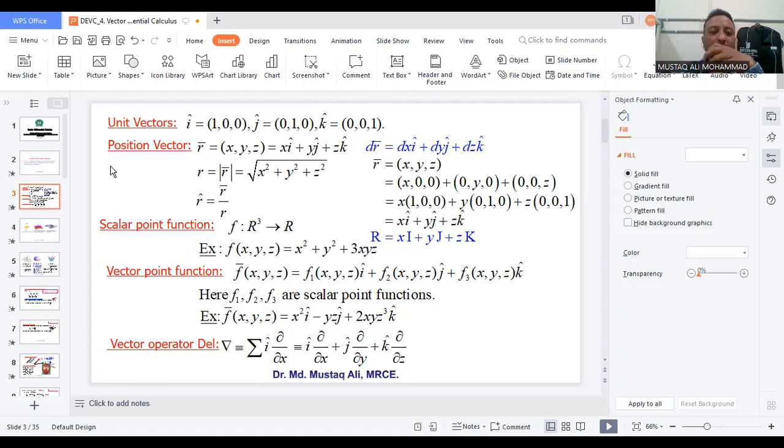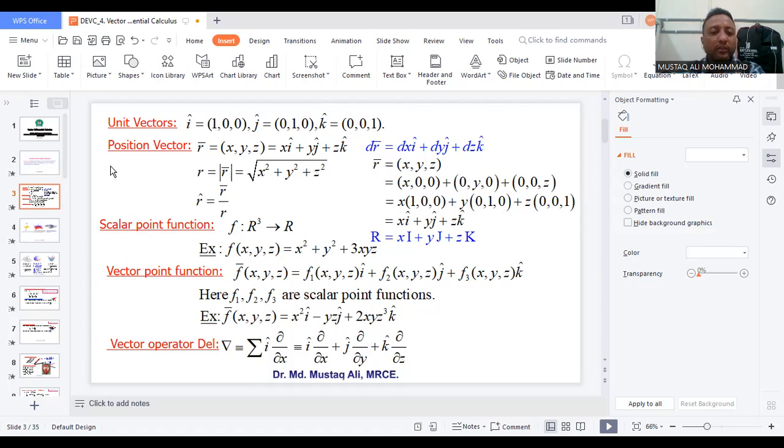Scalar point function means f maps R cube to R. Now the explanation of the scalar point function is that it has magnitude only, no direction. If it has direction, it is called a vector point function. So that is the simple difference between the scalar and the vector point functions.